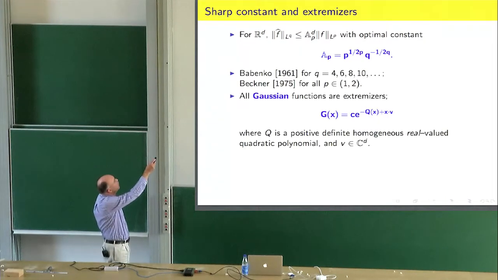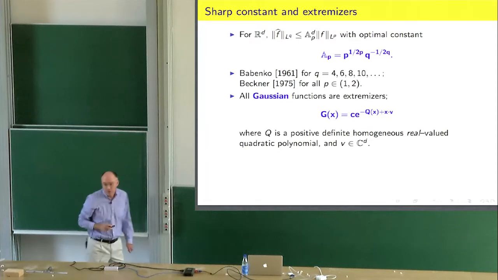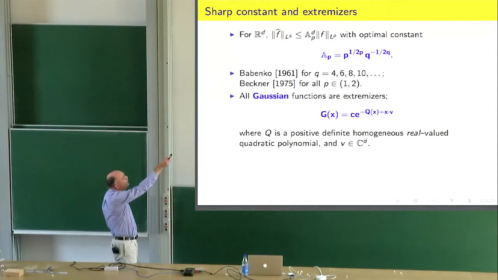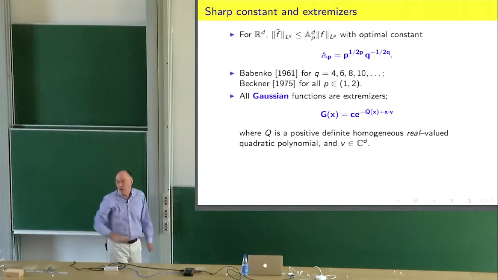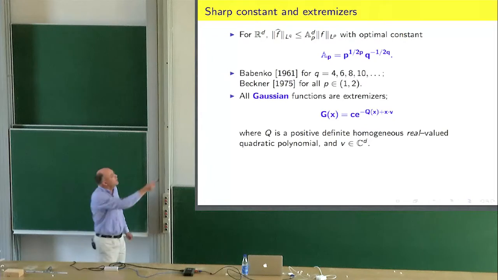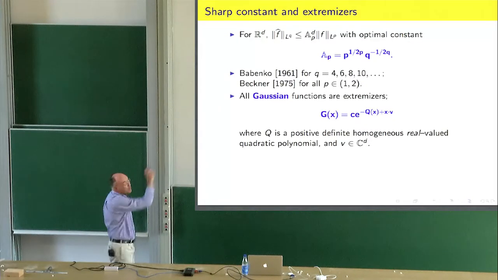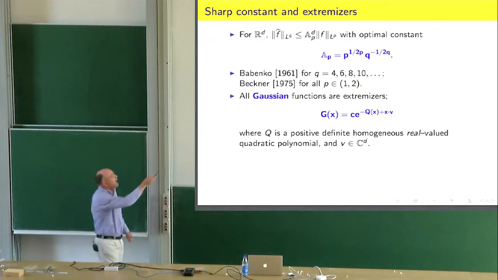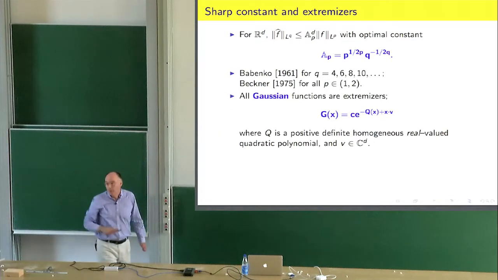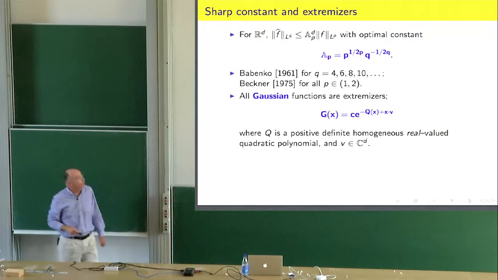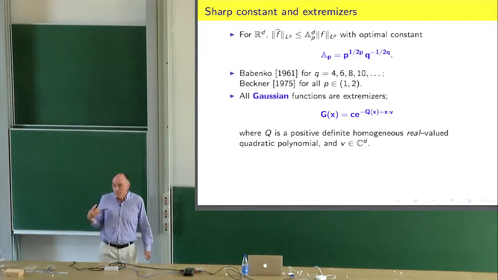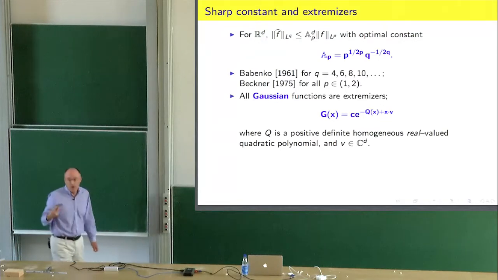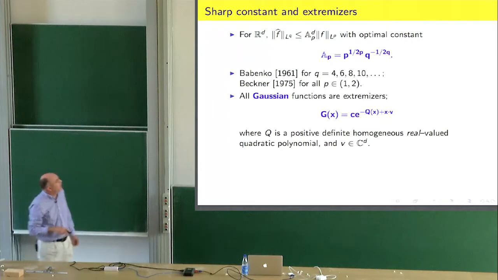So what Beckner showed is that among the extremizers of the inequality are all Gaussian functions. And in this talk, a Gaussian will always mean a complex constant times an exponential. The exponent is a quadratic polynomial. The second degree part of the exponent is negative definite and real. And the coefficient of x is allowed to be complex. So that's what a Gaussian will be. Beckner's proof shows that these functions extremize the inequality.